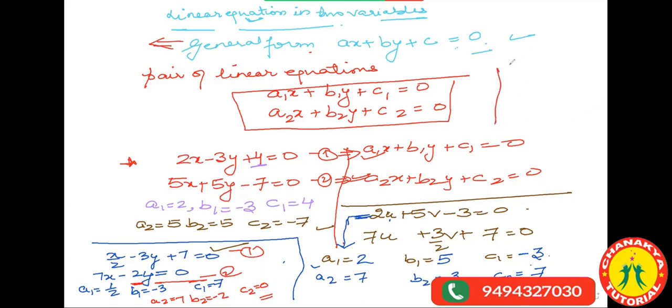Sometimes a question comes like this: 7x plus 3 is equal to 0. So convert it into a linear equation in two variables. How will you write it? 7x plus 0y plus 3 is equal to 0. Clear, beta? So the value of a is 7, the value of b is 0, and the value of c is 3. Clear this? Yes, ma'am.